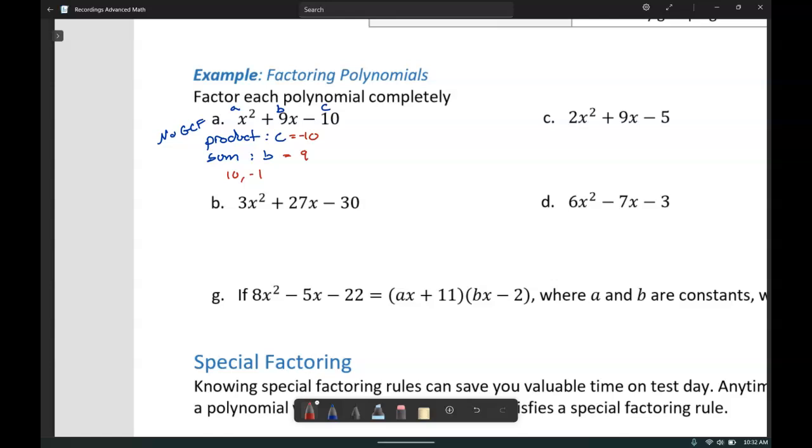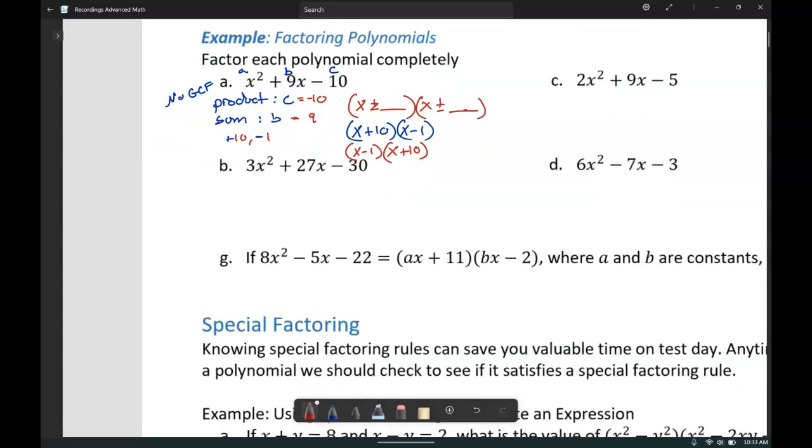Now when we have no leading coefficient on our polynomial, those 2 values just become our 2 factors. So we'll have x plus or minus some number, and then we'll have x plus or minus the other number. This is our most basic factoring, and so the sign, the plus or minus, will be based off of the sign of the numbers that we choose here. So we have x plus 10 and x minus 1. And again, the commutative property applies, so you can write these factors in any order. They will still be equivalent.